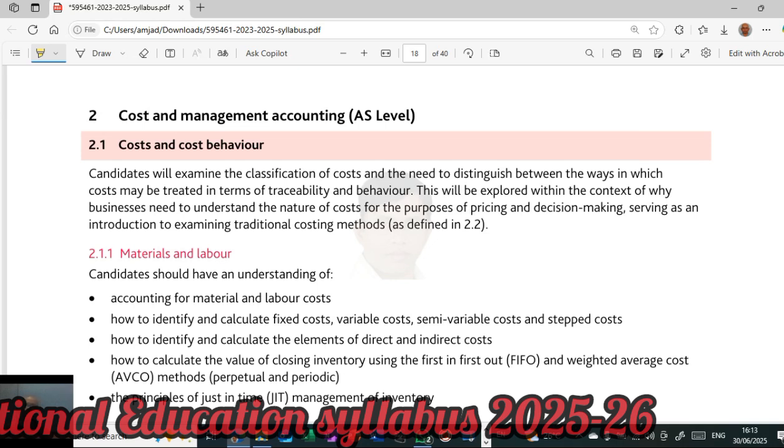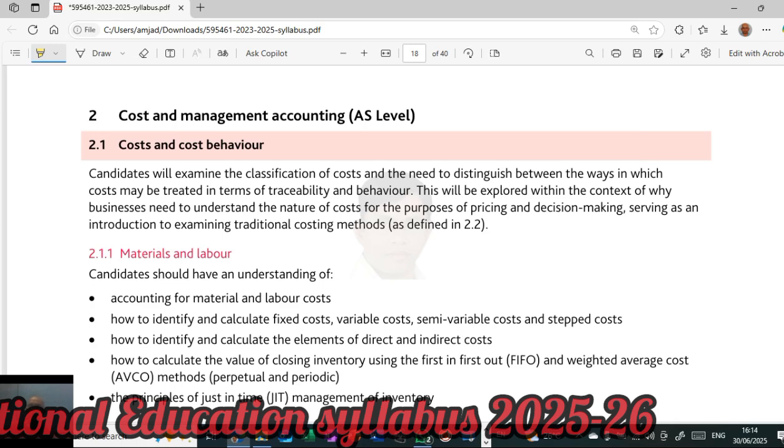The first topic in this is cost and cost behavior, that is 2.1. Candidates will examine the classification of costs and need to distinguish between the ways in which cost may be treated in terms of traceability and behavior. They should have an understanding of accounting for material and labor costs, identify total fixed cost, variable cost, semi-variable cost, and step cost, and identify and calculate the elements of direct and indirect cost. How to calculate the value of closing inventory using first in, first out (FIFO) and weighted average (AVCO) methods, perpetual and periodic. And the principle of just-in-time management of inventory. All these things we'll be discussing in cost and cost behavior.